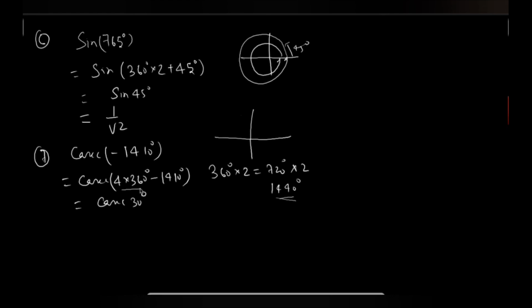Why did I add this? Because we know that after every 360 degrees I will be back at the same location. That is why I rotated it 4 times by 360 degrees to come back to the same place. So what I mean is, see, if it is theta this way, this is my negative theta.